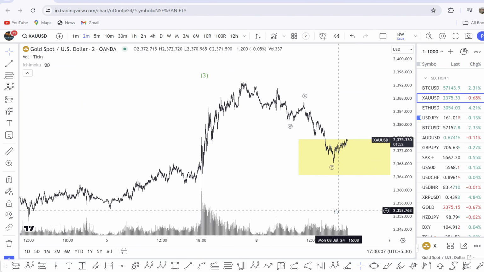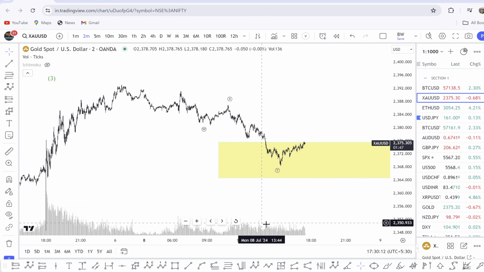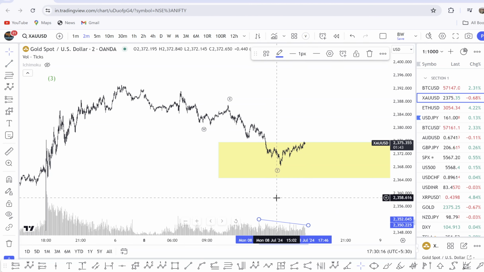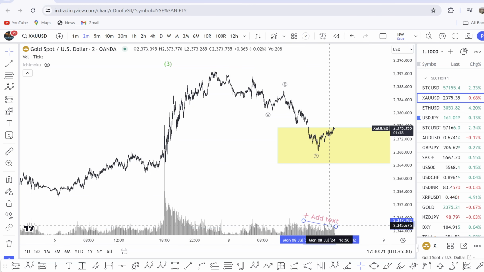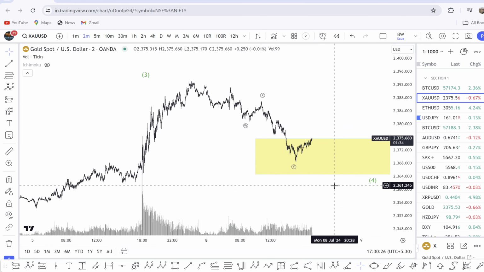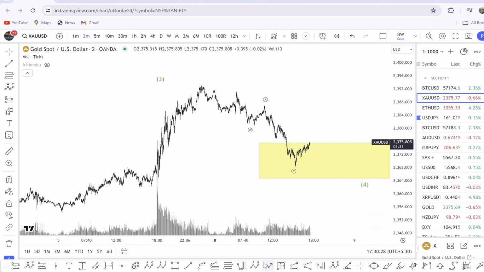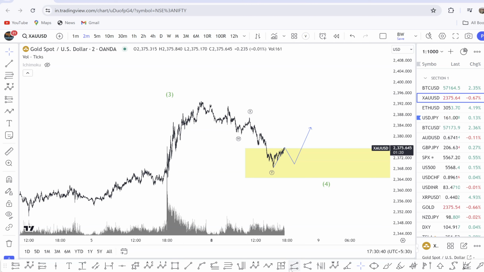I am not convinced that this one is a new impulse because volume is very low. You can see is the level. I'm not convinced that it's the new cycle, but we may see some correction like this. We may see a triangle.